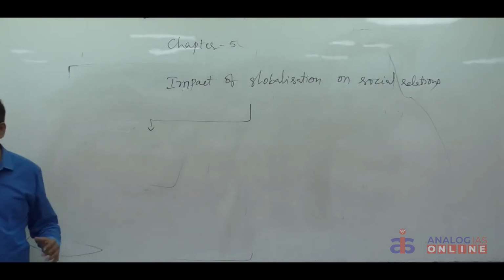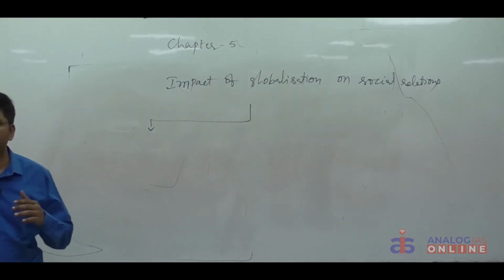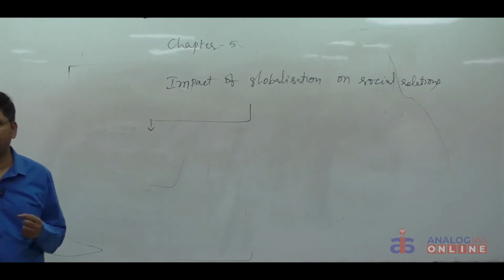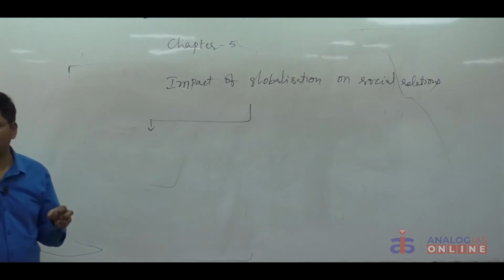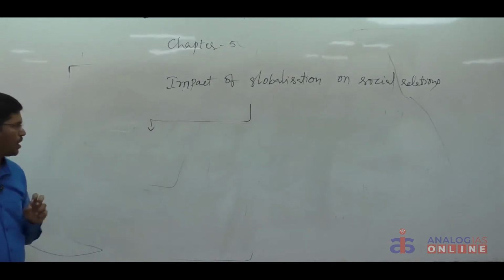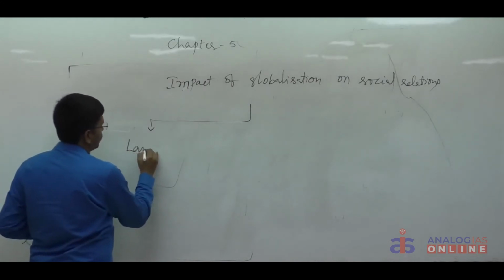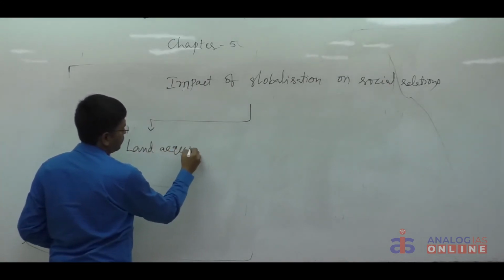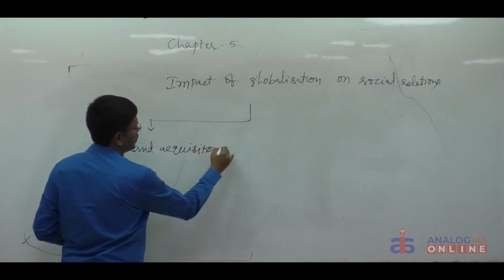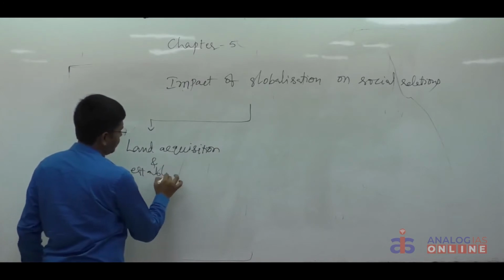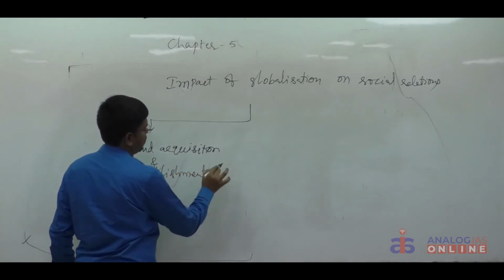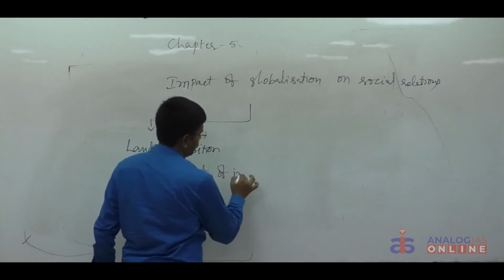Because of globalization, multinational companies came to India. They started investing. For facilitating the investment by the multinational companies, governments started acquiring lands. Some lands are acquired nearer to urban areas, and some in the rural areas. Land acquisition in the rural areas and establishment of industries in the rural areas.